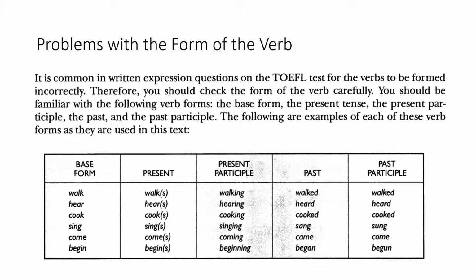Just to give you an idea of what this is, we know this as verb 1, verb 2, verb 3, but it has another name: present, present participle, past, past participle. So base form is the infinitive. Present is verb 1, present participle is verb-ing, past is verb 2, and past participle is verb 3.